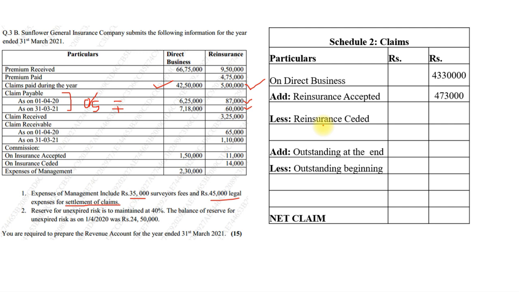Next, less reinsurance ceded. That is nothing but it's a reverse. Ceded in this case means whatever is going to be received. Okay, so here it's given that claim received is 3 lakh 25,000. Okay, again receivable we have opening and closing, so add the closing less the opening. 3 lakh 25 plus 1 lakh 10 minus 65,000 comes to 3 lakh 70,000. So 43,30 plus 4 lakh 73 minus 3 lakh 70, we will get a total claim, the value of claim as 44 lakh 33,000.